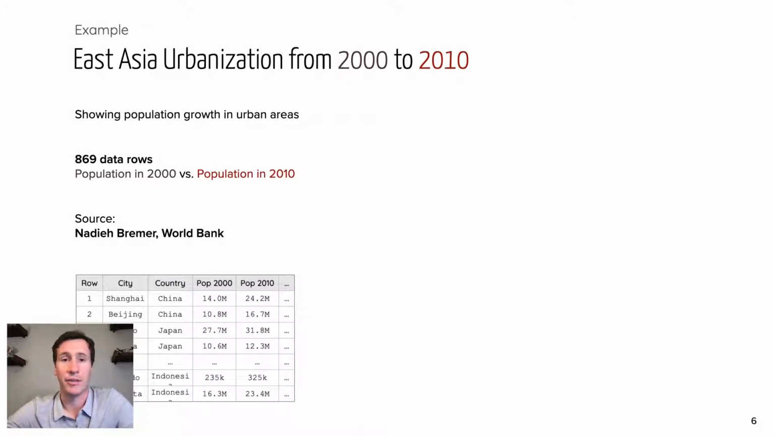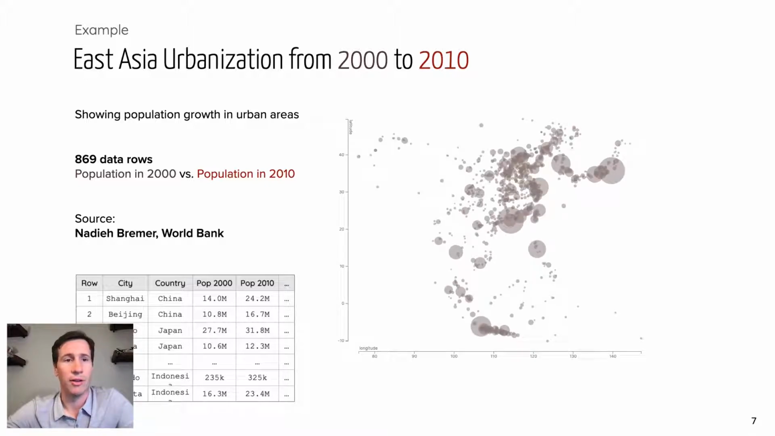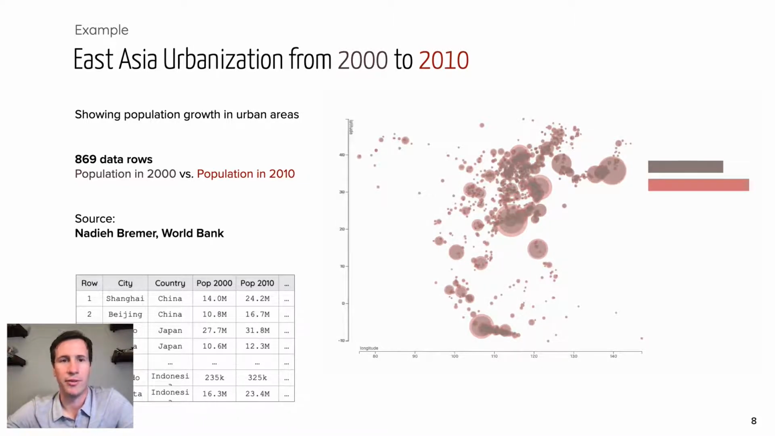The dataset consists of hundreds of cities. Here are all the cities. Their population is encoded by area, growing from 2000 to 2010. Now we overlay circles to show the population 2000 versus 2010. A bar chart shows the total population increase.